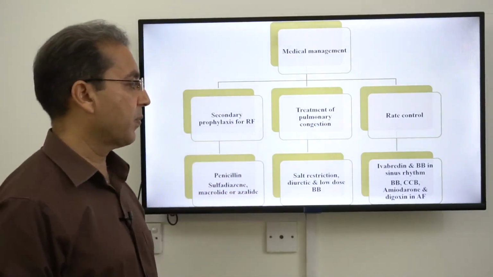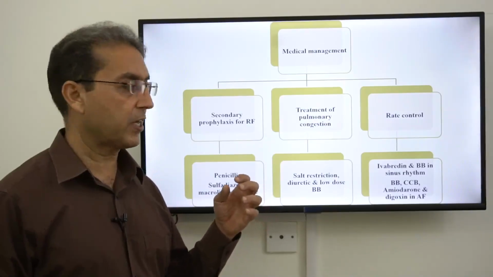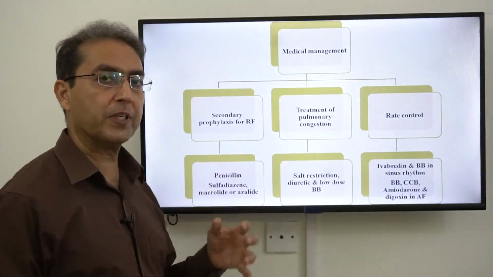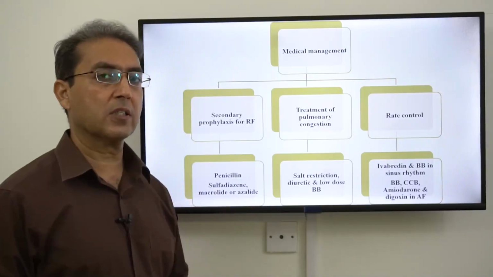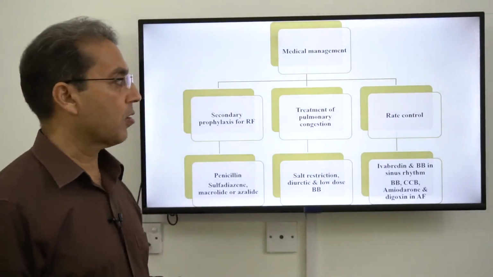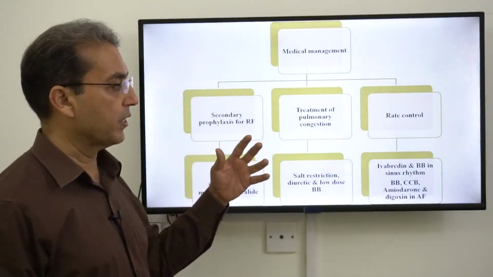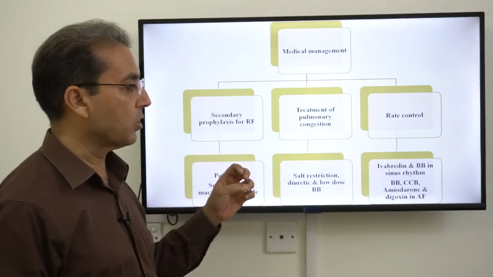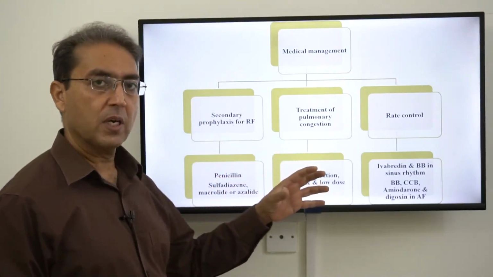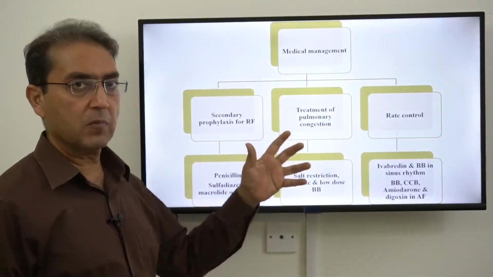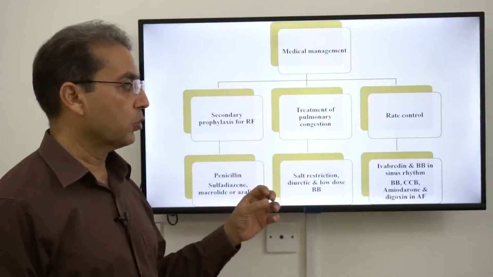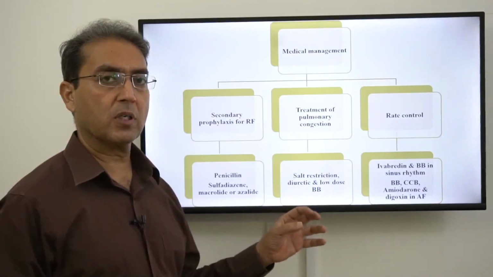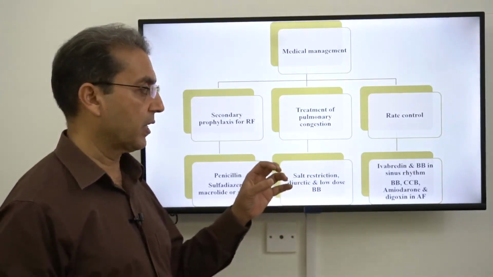Then patients who've got pulmonary congestion: salt restriction, diuretics, bed rest, and low dose beta blockers may be helpful for those who are in sinus rhythm. Those who are in atrial fibrillation, rate control may be used. Patients who are in sinus rhythm, we can use either ivabradine or beta blockers, but patients who are in atrial fibrillation, we can use beta blockers, calcium channel blockers, amiodarone, or even digoxin.